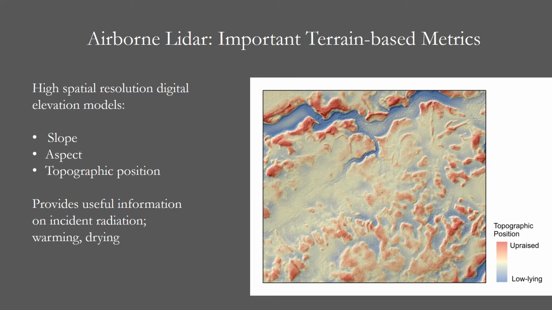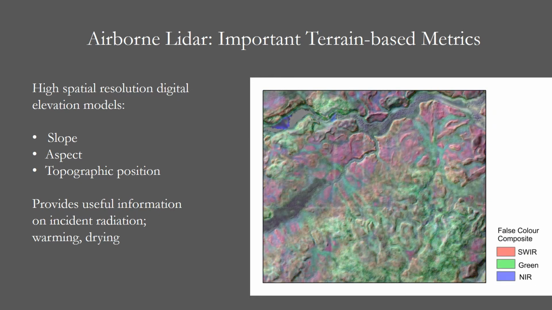Topographic position, which indicates low-lying and upraised areas of the DEM, can indicate areas closer to the water table. The Titan LiDAR system also provides laser reception with 3 wavelengths, illustrated here where areas that are red to pink indicate areas of high shortwave infrared reflection associated with recent fire. Green indicates areas of high reflection in the green wavelength, and blue to green indicate reflection in both the green and near infrared associated with healthy vegetation.